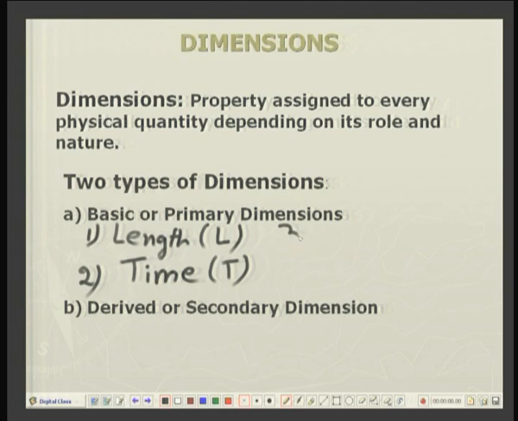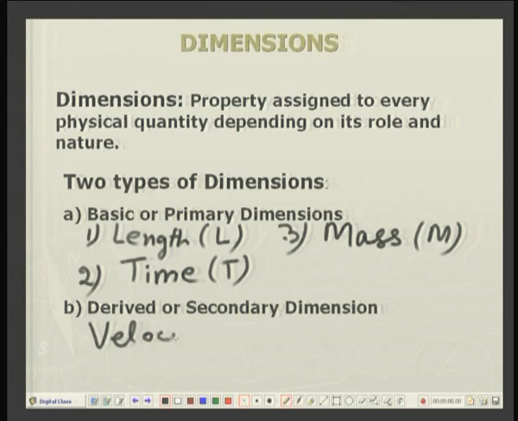And the third dimension is mass. We will abbreviate it as M. It is very difficult to define mass as such. Well, we can say that mass is the amount of matter in a body. It is different from the volume as well as from weight. Although to some extent we can say that it depends upon the response of a body when some forces are applied to it. So, in that sense weight is the response of a mass to gravitational force. So, there is some connection between mass and weight, but not an absolute connection.